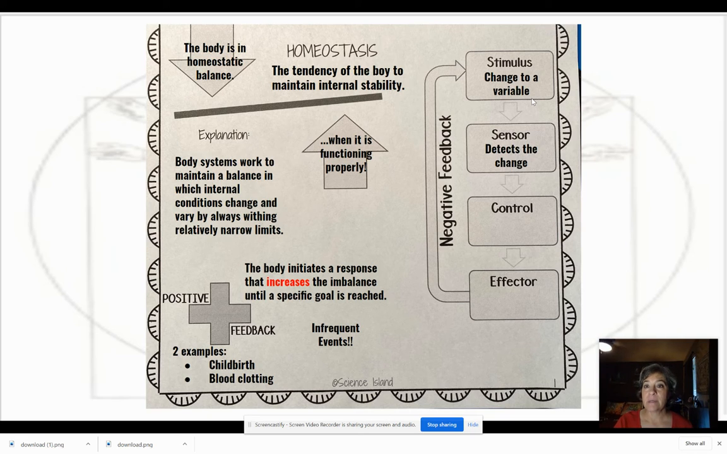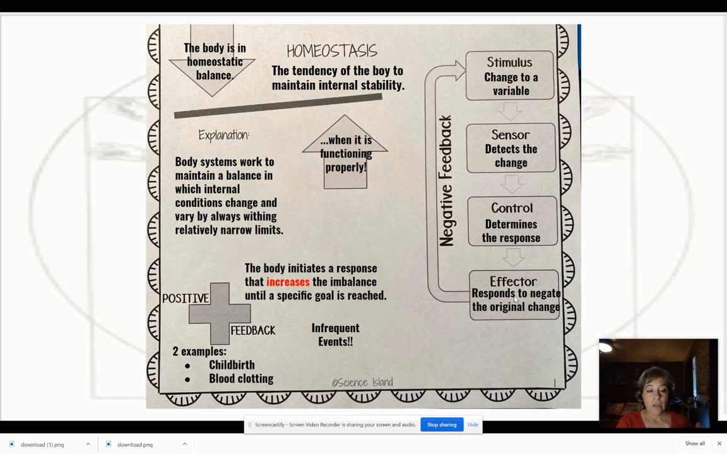And then it's going to send a message to the sensor. The sensor is the thing that's going to detect the change. The sensor will then send a message to the control. The control is the boss. It's the thing that's going to determine how to respond to that stimulus. And then the effector is the thing that actually makes it go back to the original situation. It negates, it makes it different. That's why it's negative feedback.